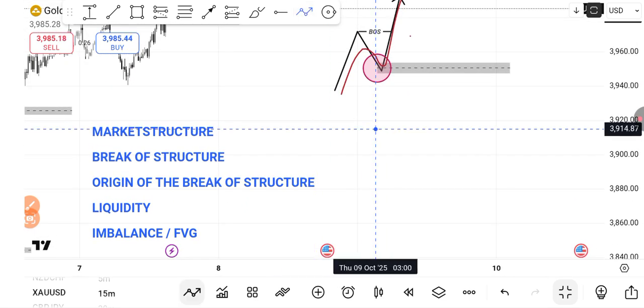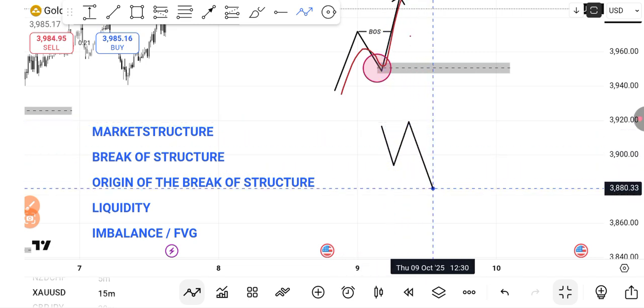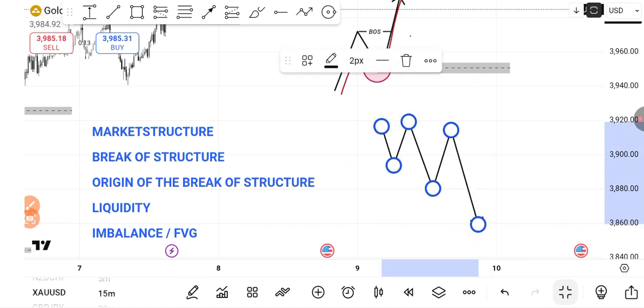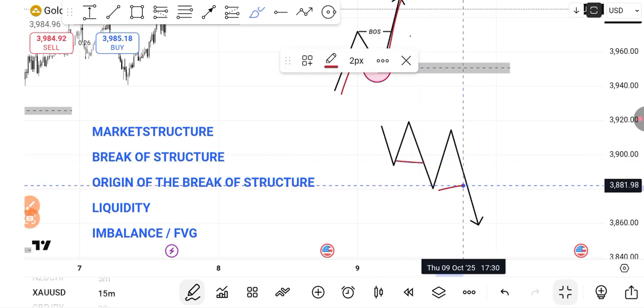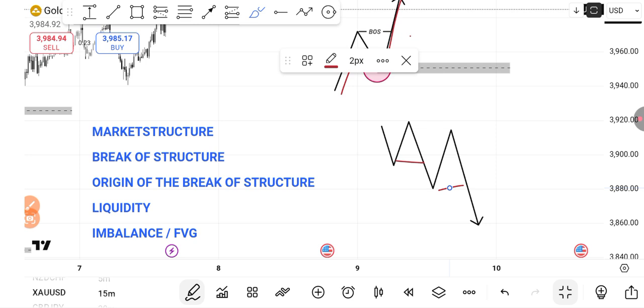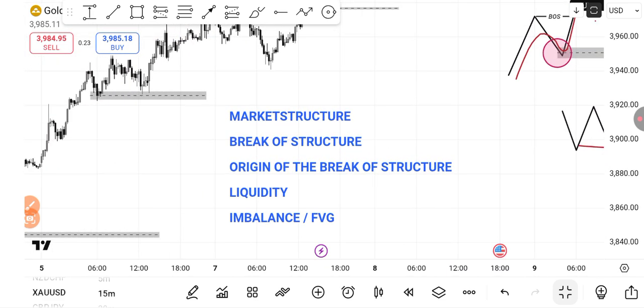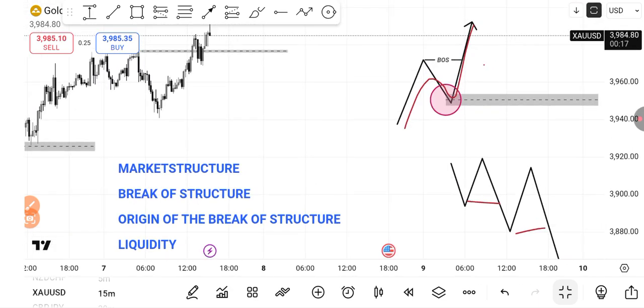Then in a downtrend, this is where the market breaks structure to the downside. For example, when we have the market going like this, every time it breaks a low, that is a break of structure. So in my strategy, I consider breaks of structure as my step number 2 before taking a trade. Step number 3 is the origin of the break of structure.